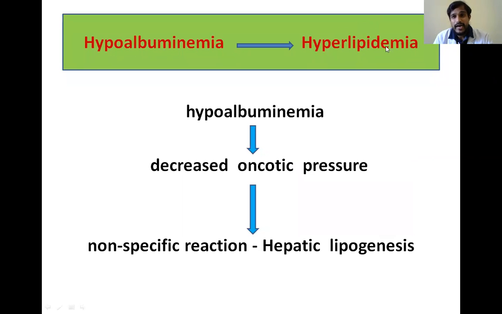And coming to hyperlipidemia, hyperlipidemia is nothing but increased lipid levels in the blood. We know the hypoalbuminemia is causing the decreased osmotic pressure or oncotic pressure, and as the reaction to this decreased oncotic pressure, there is hepatic lipogenesis by different mechanisms. This hepatic lipogenesis is leading to the hyperlipidemia. So in this way, proteinuria is causing hypoalbuminemia by excretion of more number of albumins, and edema by decreasing the oncotic pressure and by fluid outflow, and hyperlipidemia by causing hepatic lipogenesis.